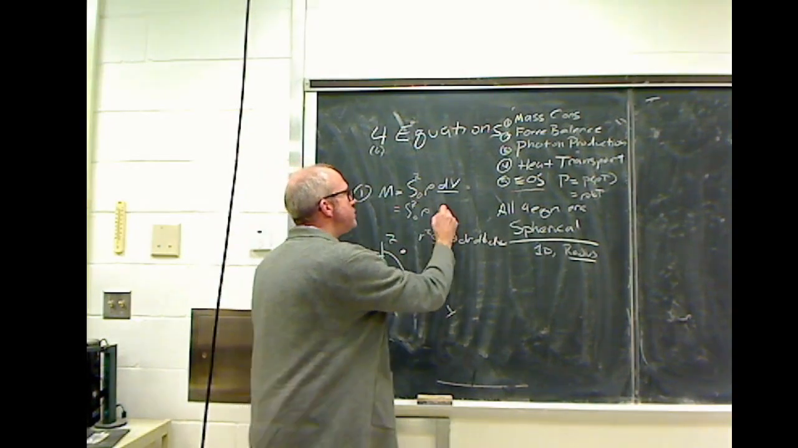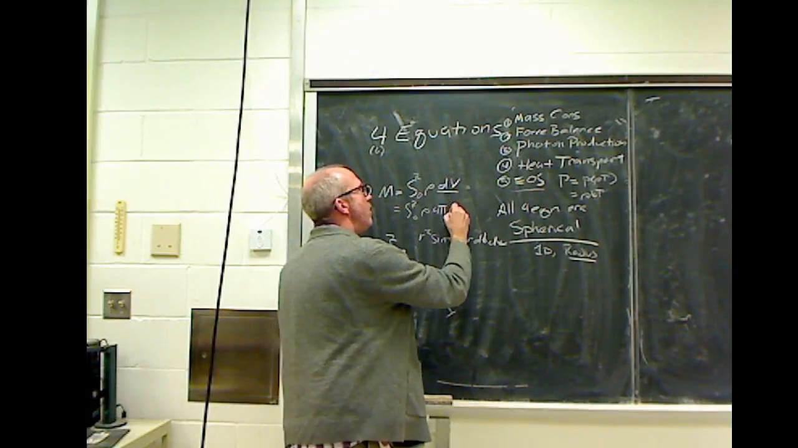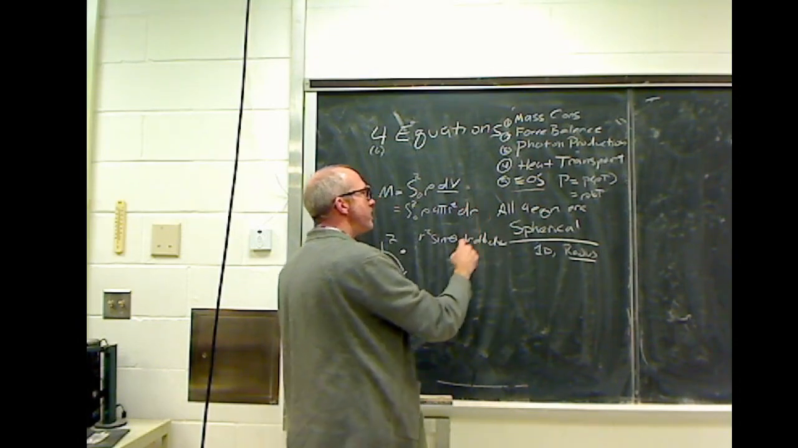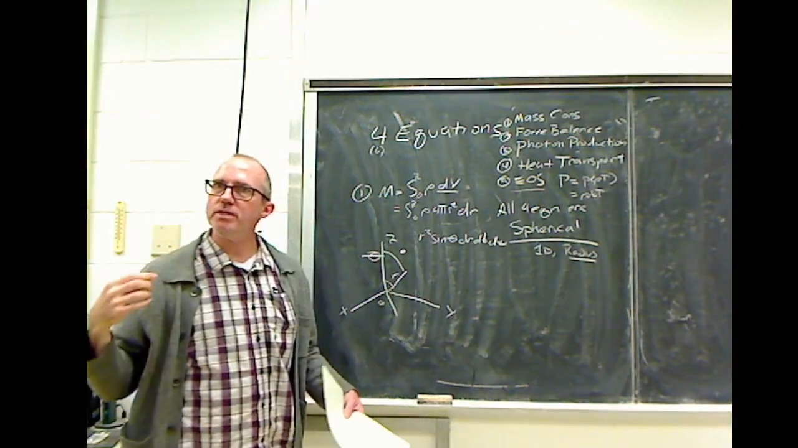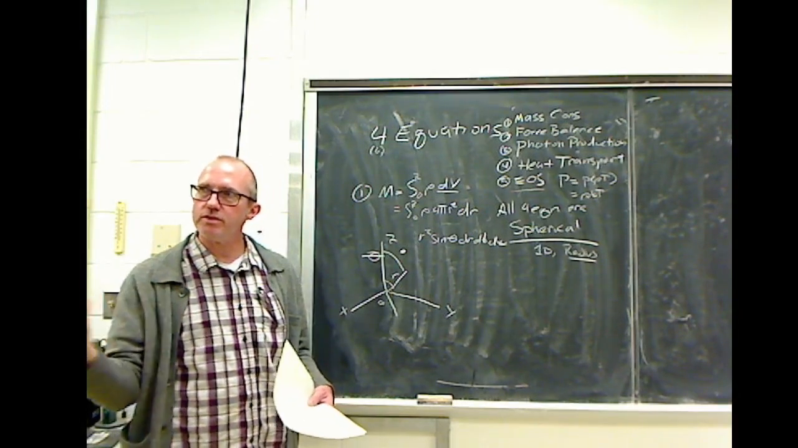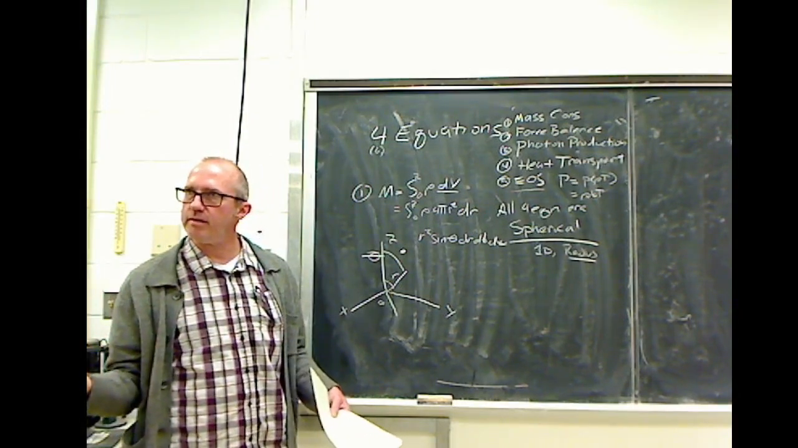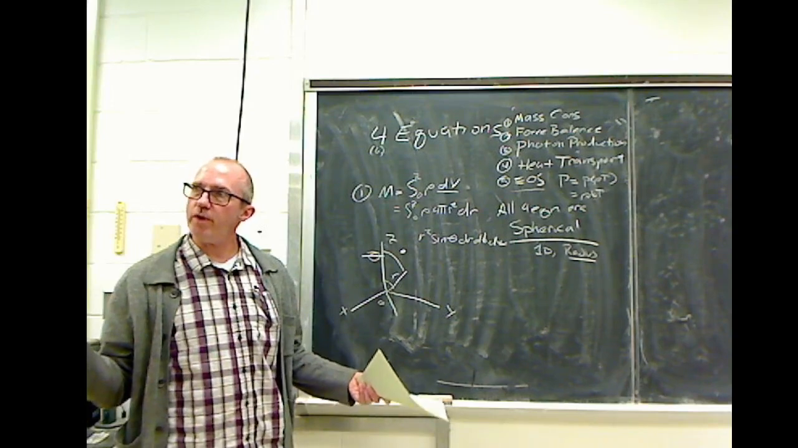So all of this comes just to 4 pi r squared dr. I can do two of those integrals because I'm assuming spherical symmetry. I'm assuming that there's no dependence on theta and phi on any of my quantities. So this is just a round star.